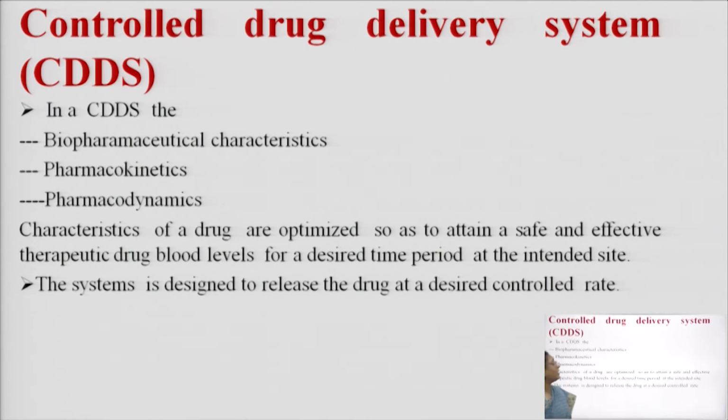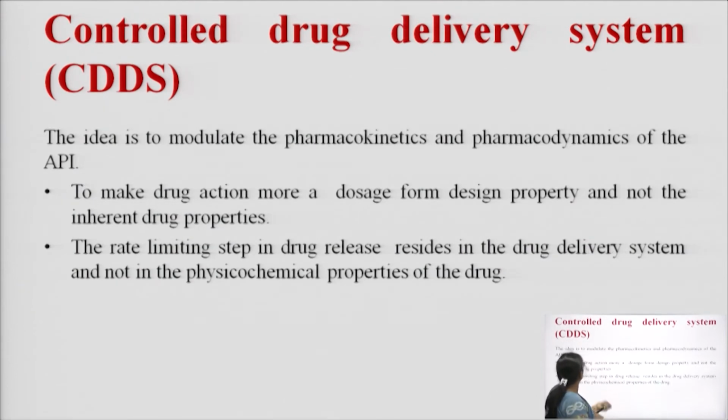So, in a controlled drug delivery system, basically we optimize the biopharmaceutical characteristics and the pharmacokinetic characteristics of the drug in such a manner so as to attain a safe and effective therapeutic drug blood level for a desired time period at the intended site of action. The idea is basically to modulate the pharmacokinetics and pharmacodynamics of the API so as to make drug action more a dosage form design property and not the inherent drug property.